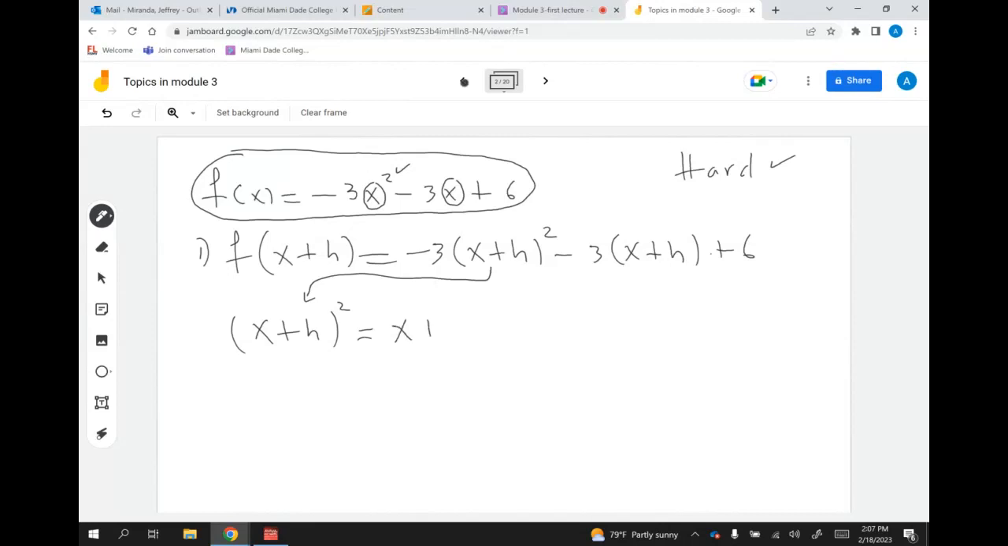So this will be this thing twice. Okay, that's what that means. The base in this case is x plus h and the exponent is square. That means that I'm going to multiply the base twice by itself. Okay, I'm going to distribute this.